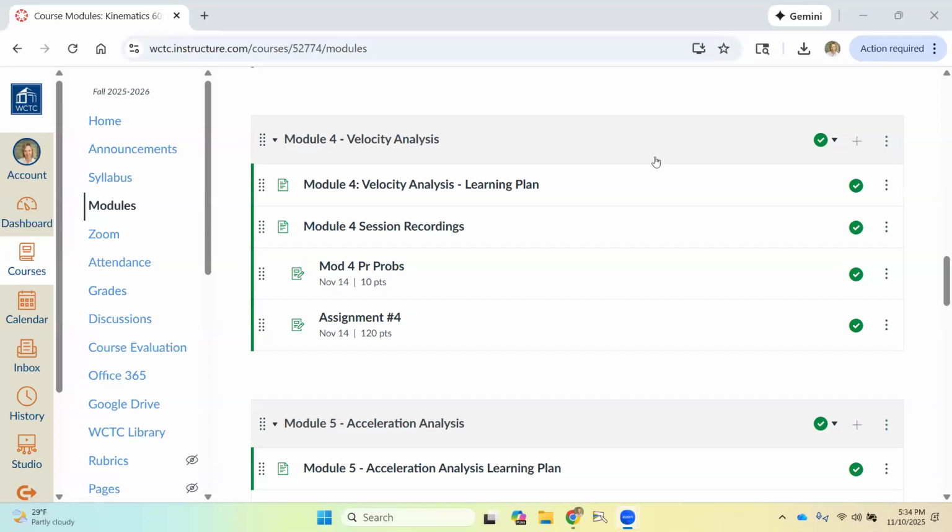Here we go. Okay, so Module 4. Module 4 is about velocity analysis. So we're going to be looking actually at Chapter 6.